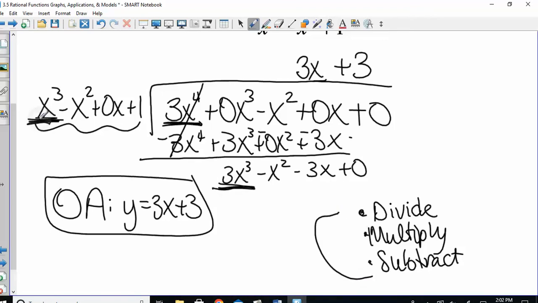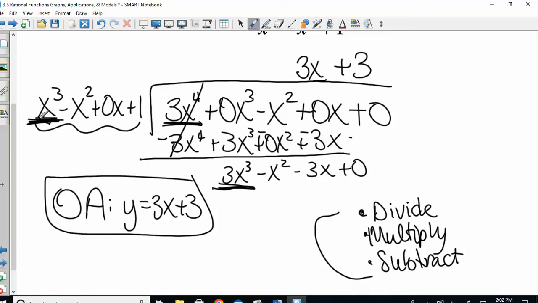Then we're back to the beginning. So we're back to the divide. So 3x cubed divided by x cubed gave me the 3, and that was all I needed. And this will always be a line. So your first term will always have something with an x. Your second one will always be a constant, and then you're going to stop every time. Okay.